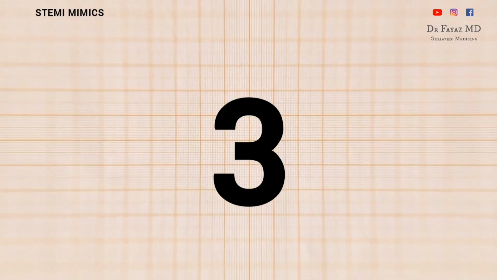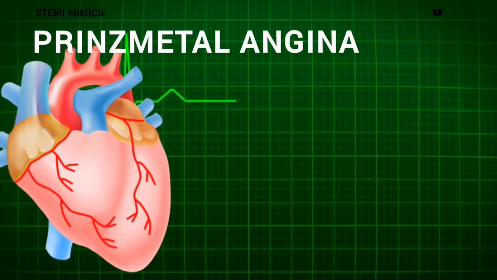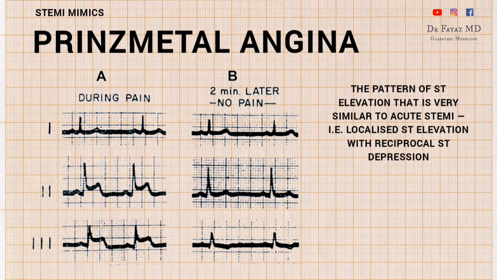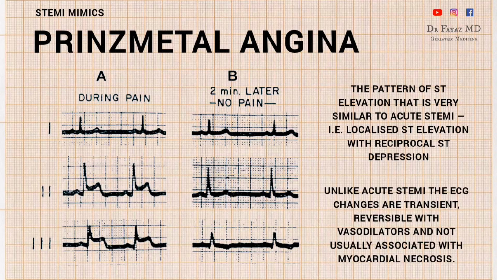The third differential is Prinzmetal angina because of coronary vasospasm. Here, the pattern of ST elevation is similar to acute STEMI, that is localized ST elevation with reciprocal changes. But unlike acute STEMI, the ECG changes here are transient, reversible with vasodilators.